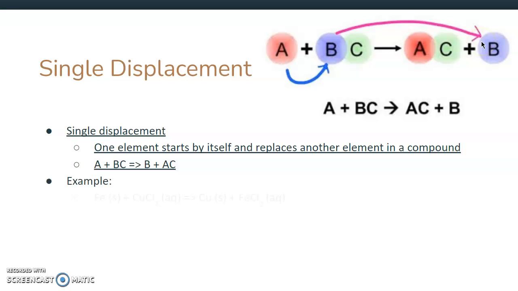Our other example for this with real elements is if we have solid iron going into an aqueous copper chloride solution, our Fe, our iron, is going to be mean and kick off our copper and take the chloride for itself.